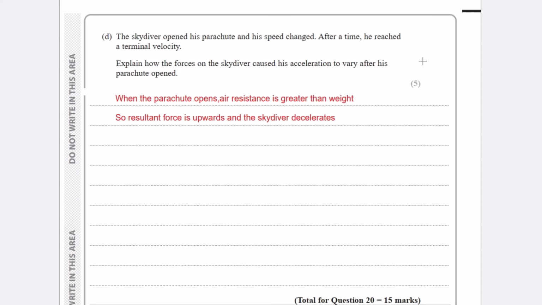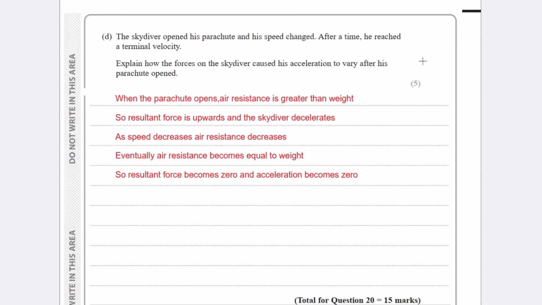So as the skydiver decelerates, the speed decreases, and you should also remember that air resistance not only depends on surface area, it also depends on speed. So as the skydiver decelerates, the speed decreases, and guess what? The air resistance also decreases. So initially it was greater than weight, now it starts decreasing, and eventually air resistance becomes equal to the weight. Now there is no resultant force, and the acceleration also becomes zero.